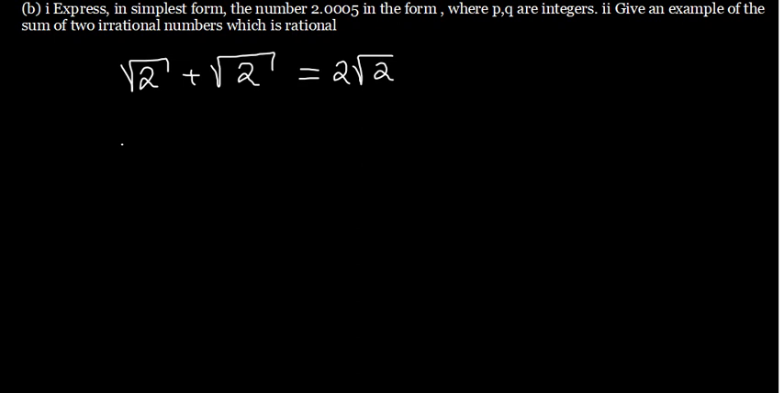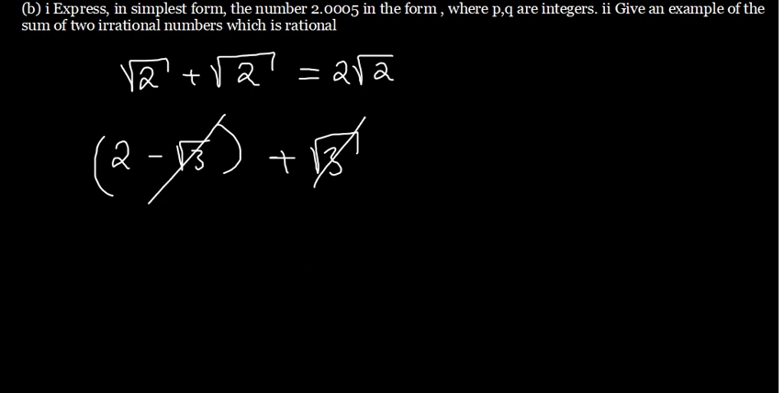So let's say if we have got 7 plus 3. Okay, let me say just a very simple one. Let's say we are talking about 2 minus square root of 3. We know that this number is irrational, right? Now let's say if we add it with root of 3. So this and this is going to cancel. We are going to remain with 2, and 2 is rational. So that is an example we can give.